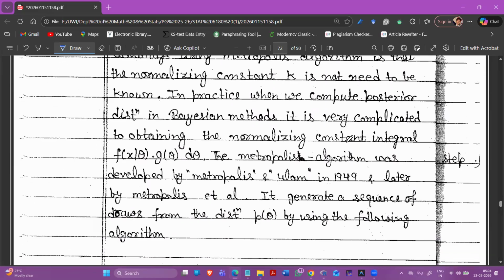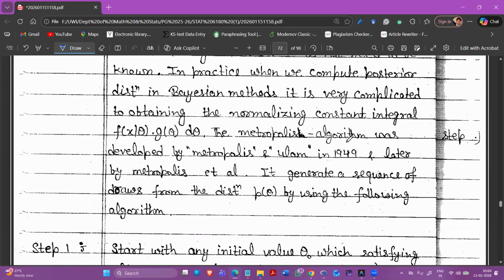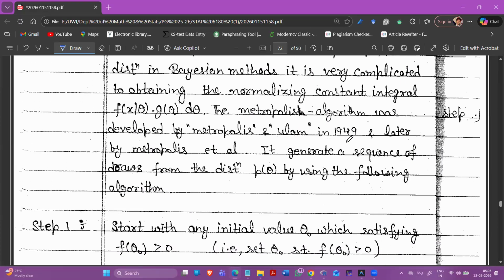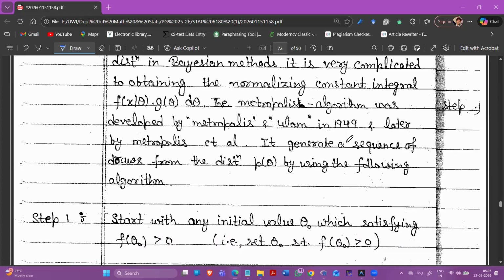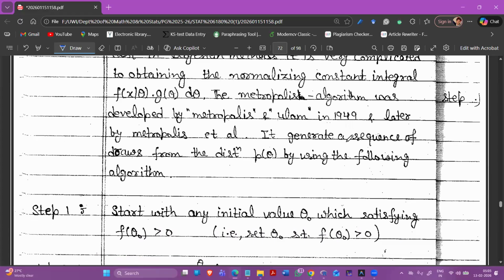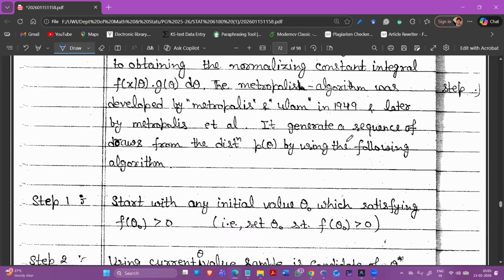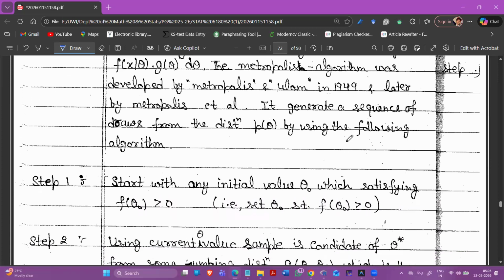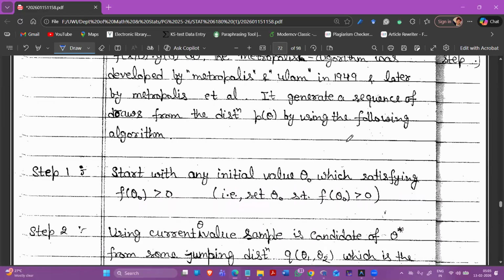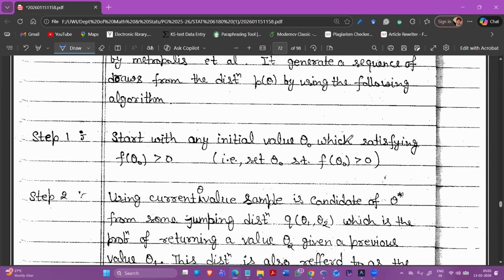In practice, when we compute the posterior distribution in Bayesian methods, it is very complicated to obtain the normalizing constant, the integral of f(x given theta) into g(theta). So the Metropolis algorithm, developed by Metropolis and Ulam in 1949, later by Metropolis and others, Hastings also was there, generates a sequence of draws from the distribution p(theta) by using the following algorithm.